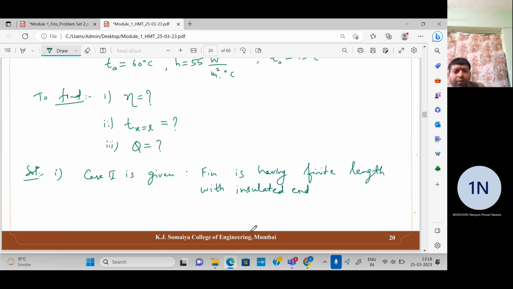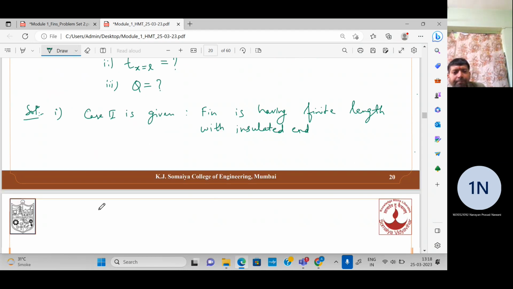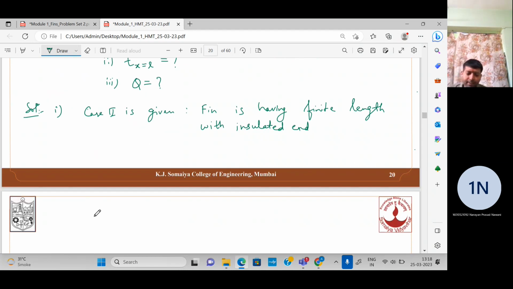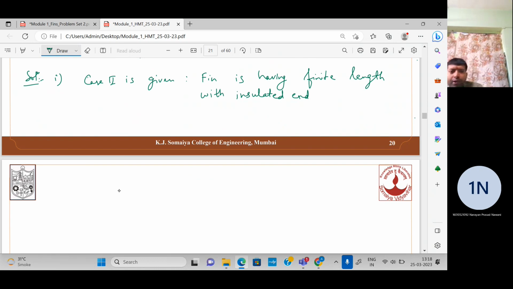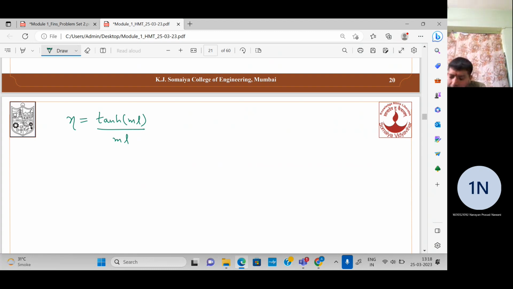Fin is having finite length with insulated end. So let's see, for the second case, fin with insulated end, the expression for calculating efficiency is tanh(ml) divided by ml. So we will calculate m. M is equal to root of hP by kA.